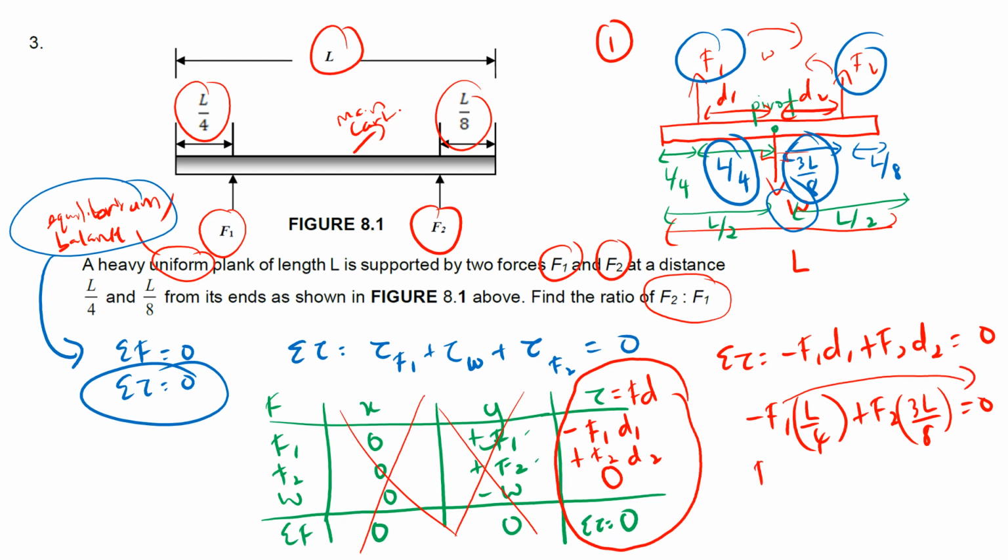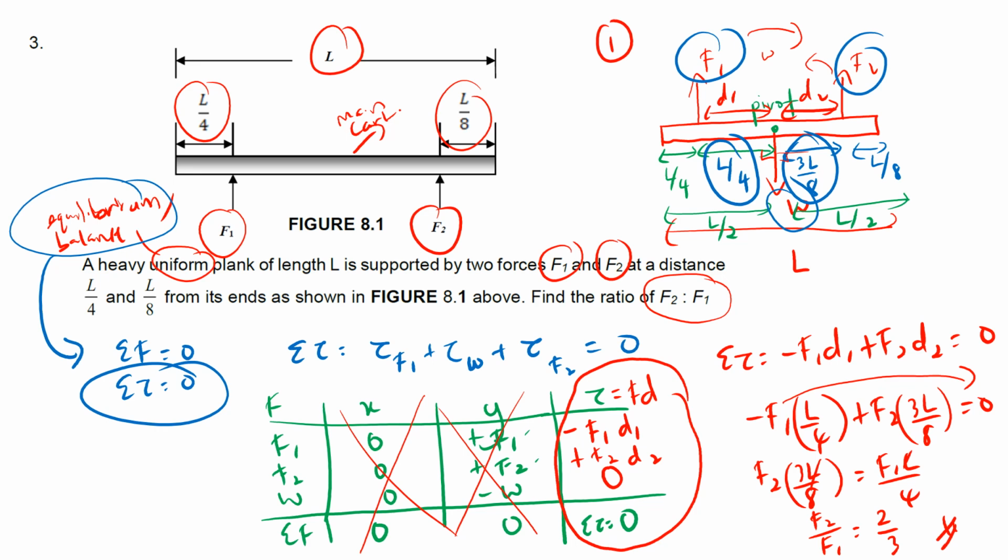So you get F2 3L over 8 equals F1 L over 4. So the L's we can cancel. The others bring over there because we want to find a ratio. So we make F2 over F1 the subject. So you will get 2 over 3. So this is just the answer. The others you bring over, so you bring 8 here, this one here.